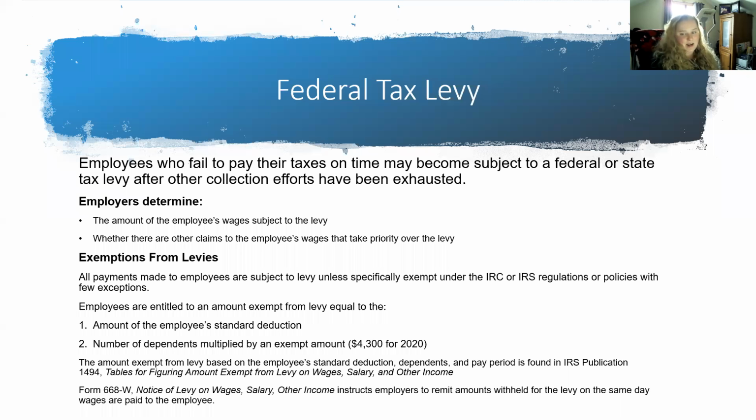So let's talk about federal tax levies. First of all, if you failed to pay your taxes, you may get a federal or state tax levy. And those things go to your employer, and they are required by law to withhold from your check. So these are calculated in a little bit different ways. And the notices from the IRS come in the form of Form 668-W, which is a notice of levy on wages.